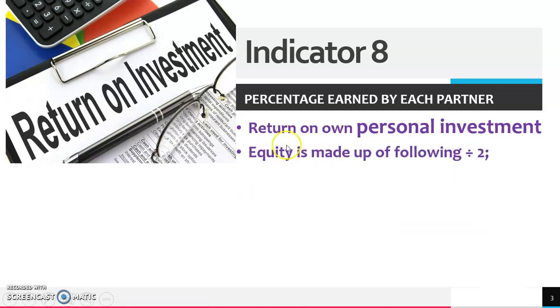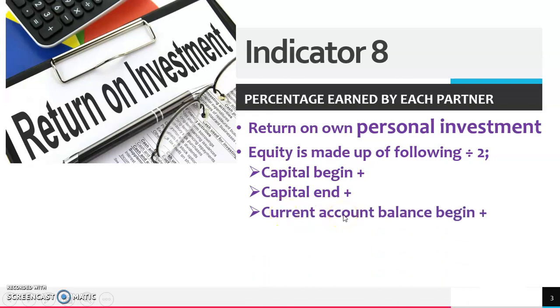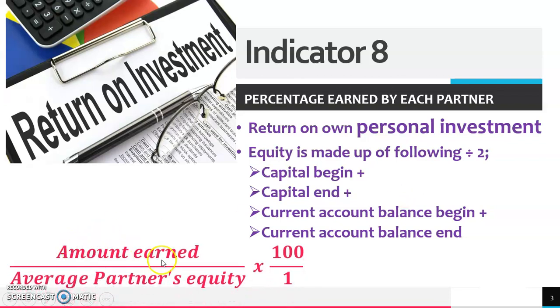First of all, your equity is made up out of quite a few numbers, which will all be divided by 2 at the end. You'll first add your capital at the beginning of the year, the money that you put in, and at the end, and then also the current account is added to the equity. So what was the balance at the beginning and what was the balance at the end? Both these balances could be negative, and then you would obviously minus it, but you divide that answer then by 2. Then your formula will be amount earned, which is indicator 7, which we've calculated already for that partner, and then the average equity is as we just broke it down.